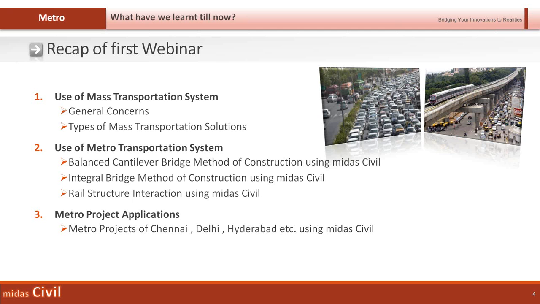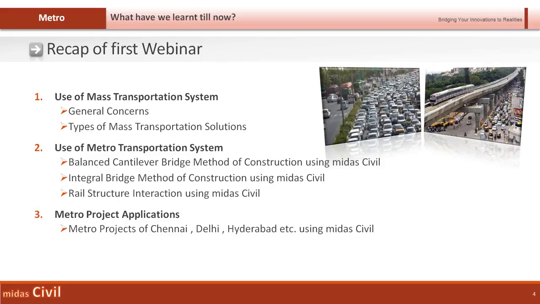So we will go through what we have discussed in the previous webinars up till now. In the first webinar, we discussed the use of mass transportation systems. What are the general concerns regarding mass transportation systems? Like, why do we need mass transportation systems? What are the different types of mass transportation solutions, like metro, monorails, BRTS, and local railway transportation?